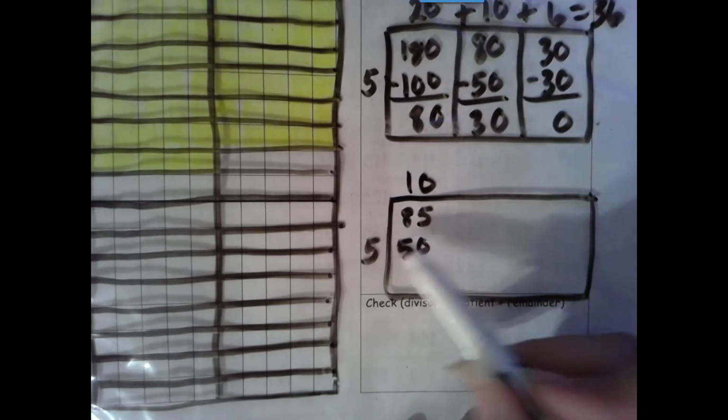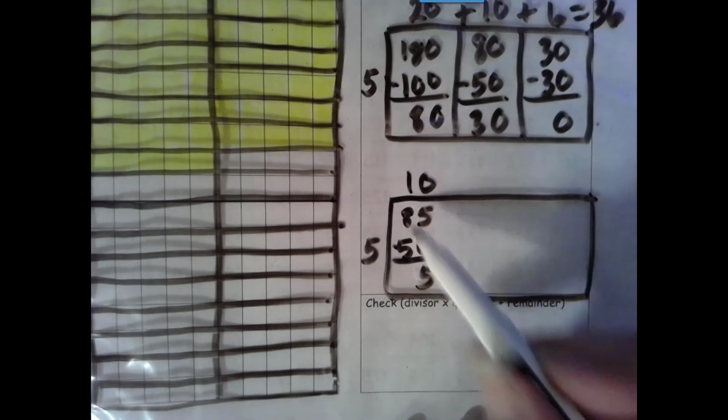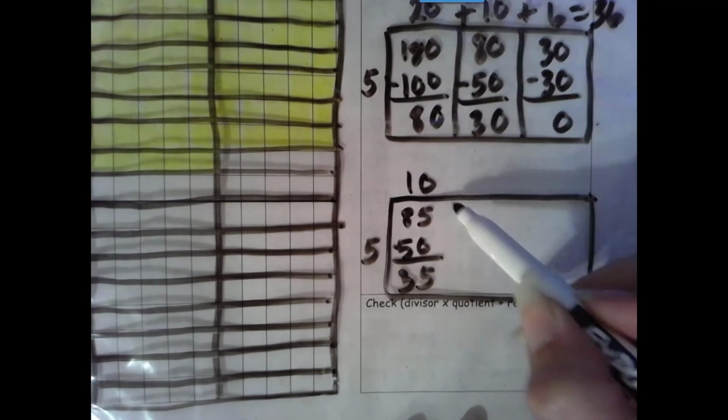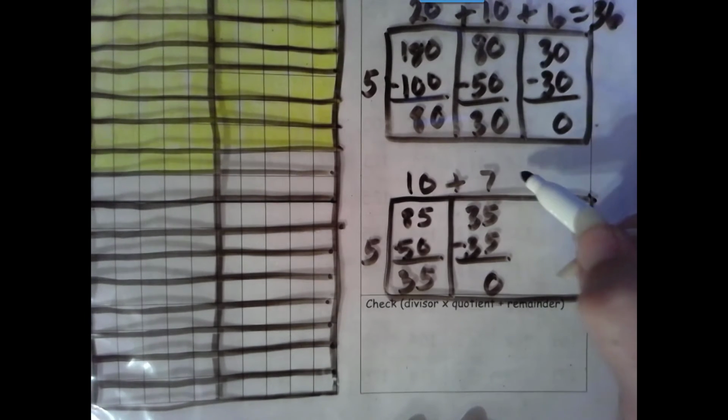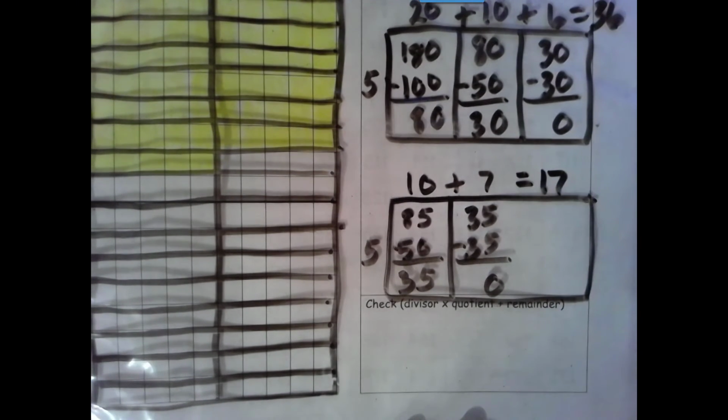Here, let's do 10 times 5 is 50. More on top, no need to stop. Bring that up here. And then 7 times 5 is 35. Numbers the same, zeros the same. 10 plus 7 is 17.